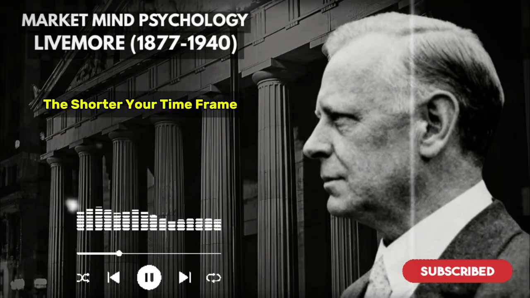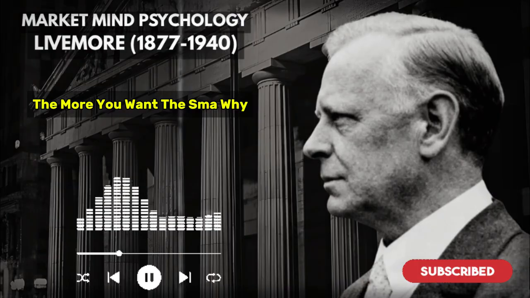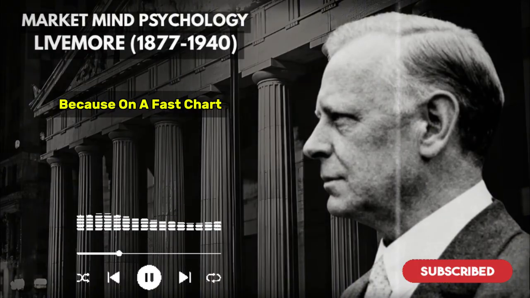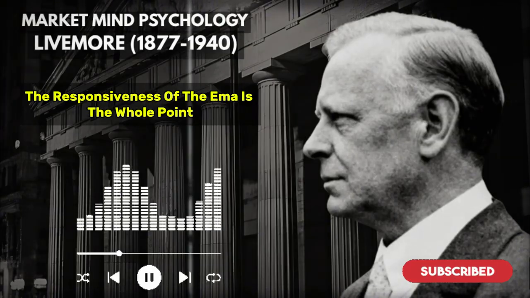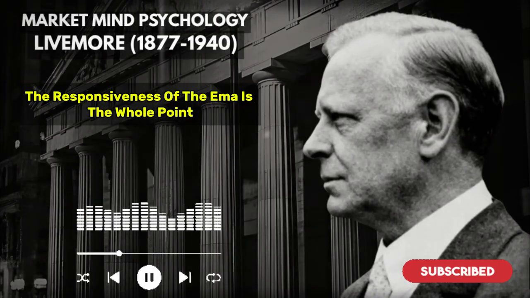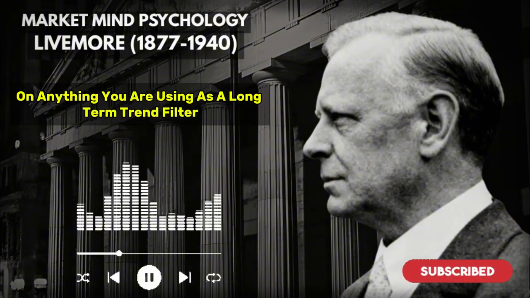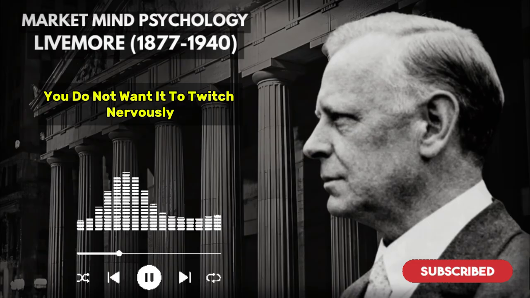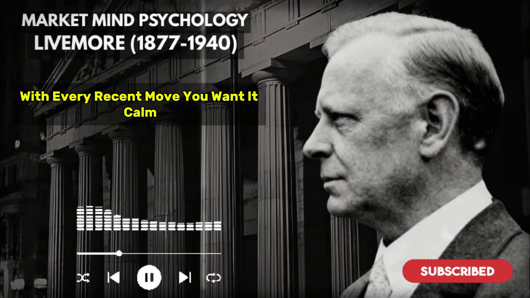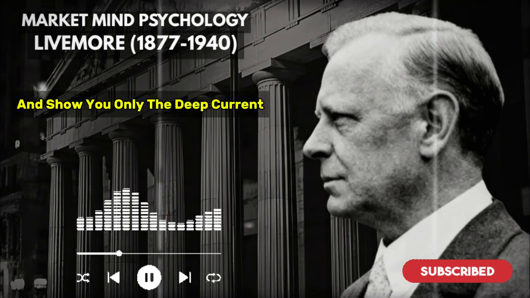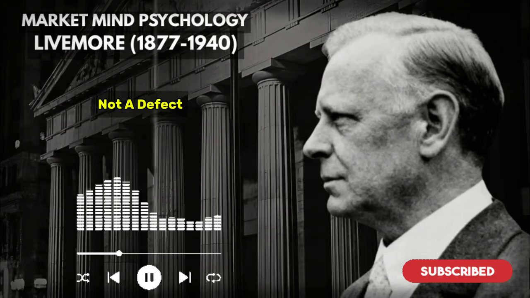The shorter your time frame, the more you want the EMA. The longer your time frame, the more you want the SMA. Why? Because on a fast chart, you need the line to react fast, or you are always late. The responsiveness of the EMA is the whole point. But on a slow chart, on the daily, on anything you are using as a long-term trend filter, you do not want it to twitch nervously with every recent move. You want it calm. You want it to ignore the noise and show you only the deep current. The slowness of the SMA is a virtue there, not a defect.